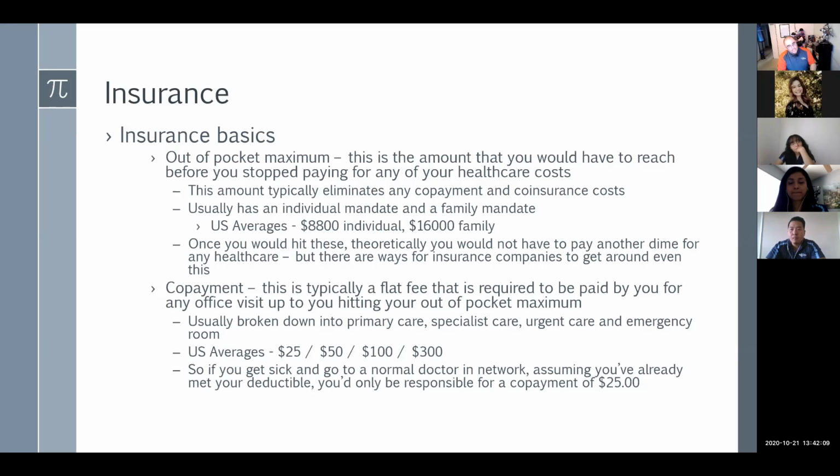But out-of-pocket max would mean that once you've hit $8,800 of having to pay for that surgery, the insurance carrier has to pay the rest. And that can save you. I mean, that $8,800 sucks, but $250,000 is a lot worse, right?